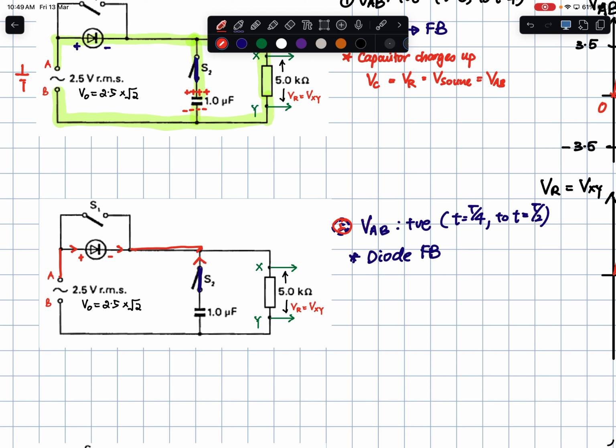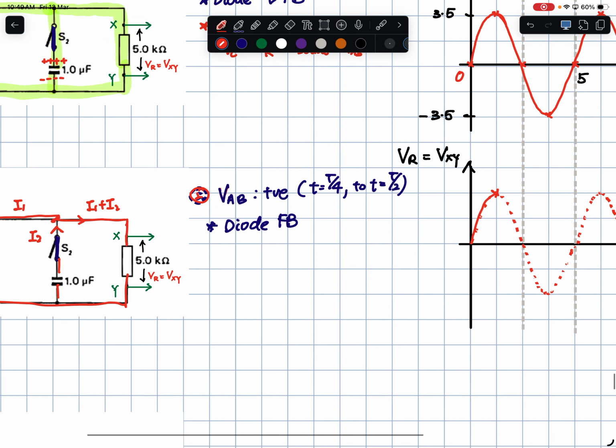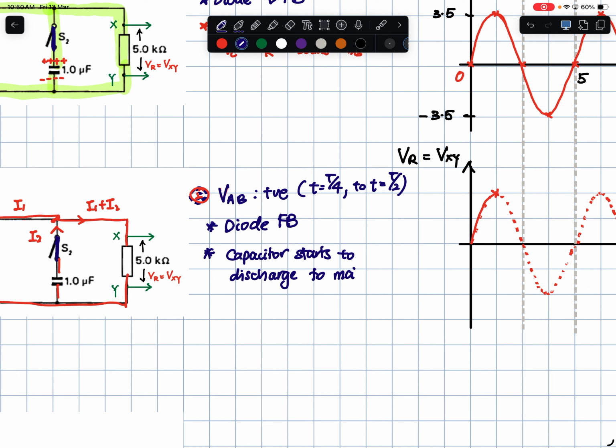So this part will also flow. So if this is I1, this is I2, then this is I1 plus I2. And it will try and maintain across the resistor that 3.5, but it will take the bigger of the two capacitance. So this is the part of the cycle that's a bit different. Your capacitor starts to discharge to try and maintain the voltage.